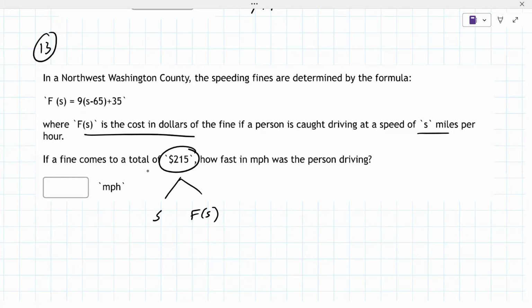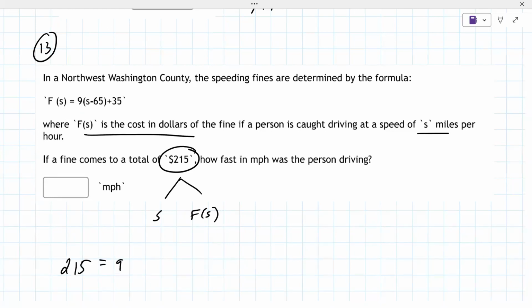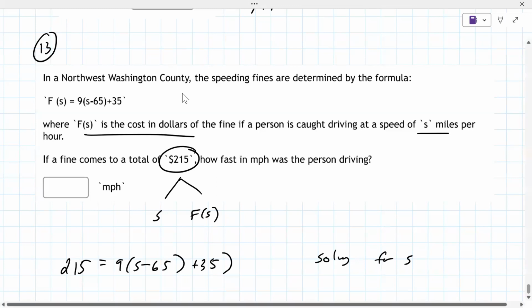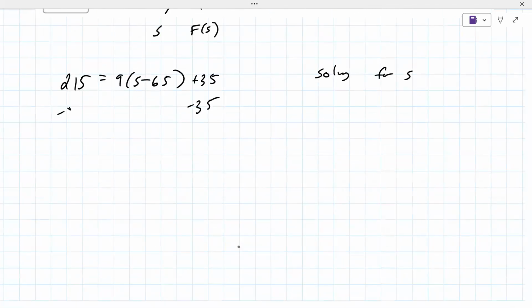Someone could be driving 215 miles per hour, but that's pretty fast on a regular road. So that is the fine. We're setting the equation equal to 215, and then we're solving for s. I don't know why I have this extra parenthesis here, that's completely wrong. To solve this, you want to subtract 35 from both sides.